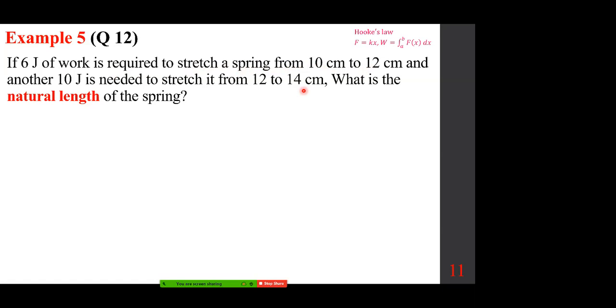So we don't know the natural length. And remember, in this formula, what matters is how far we stretch it beyond the natural length. So let's call it L, okay, class? If the natural length is L, then first of all, 10 centimeters, let's just change that to 0.1 meters.